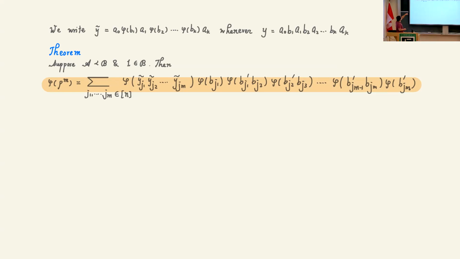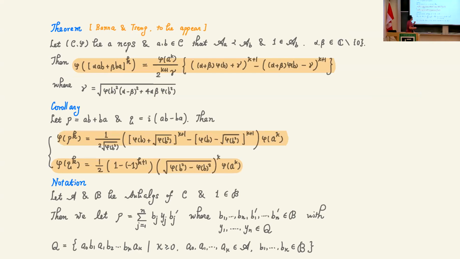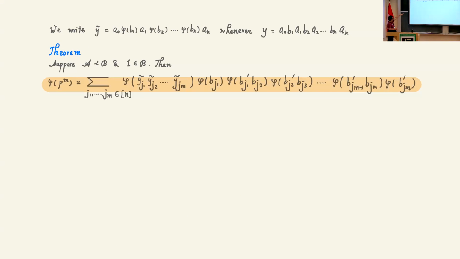Sorry, we didn't mention that P is as above, so P is this form. Then the formula goes like this. So what's the tilde? Whenever you have a string A, B, A, B, A, B, the Y tilde means you replace all the B by phi of B. Then we have such a formula. It's pretty abstract, so I will try to use an example to complete my talk.